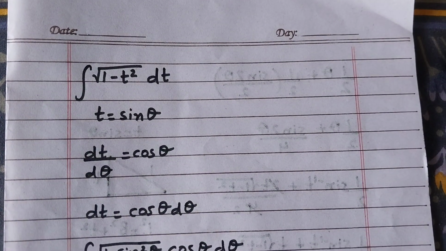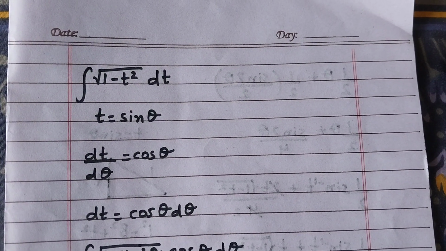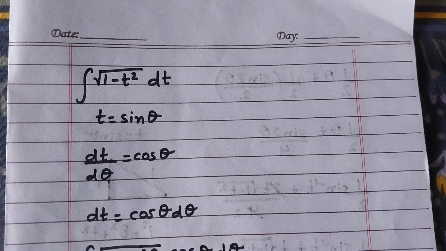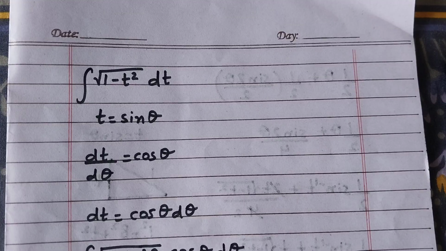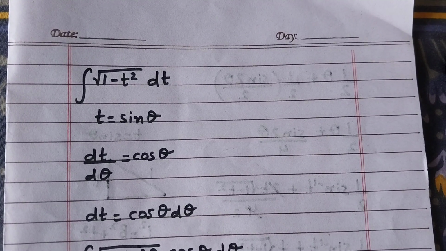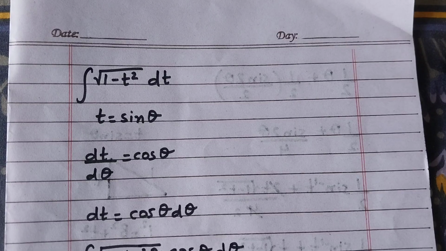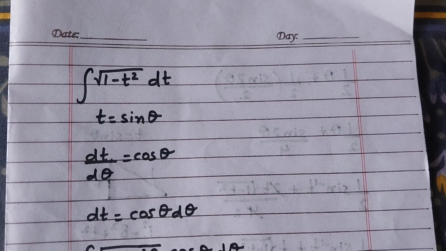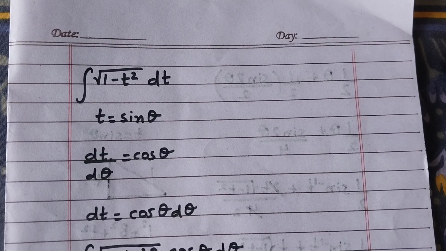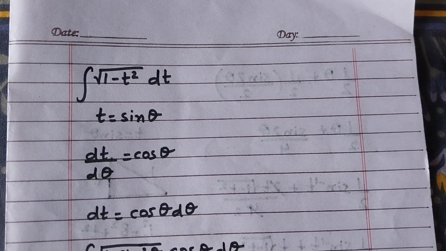So today we are going to integrate this expression, square root of 1 minus t square, with respect to t. And if we look at this expression, we see that it basically looks like the derivative of sine theta. The derivative of sine theta is 1 over square root 1 minus x square.